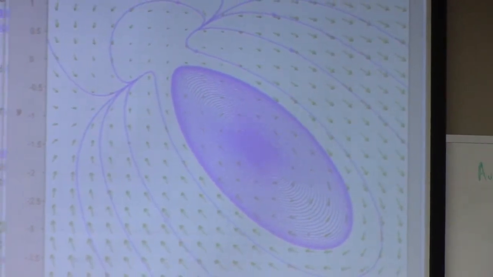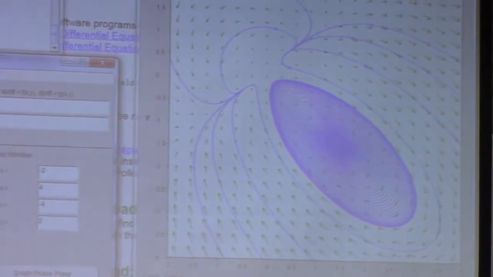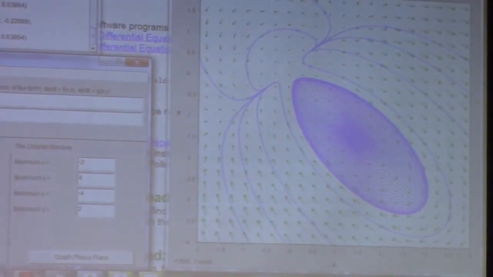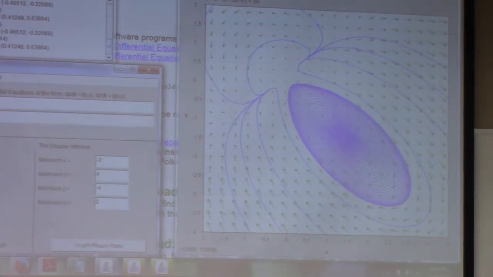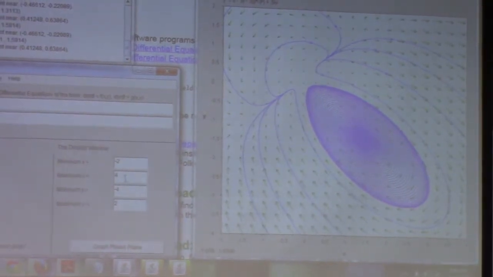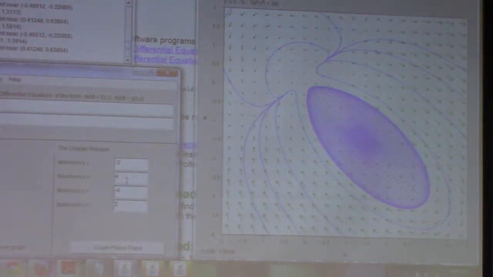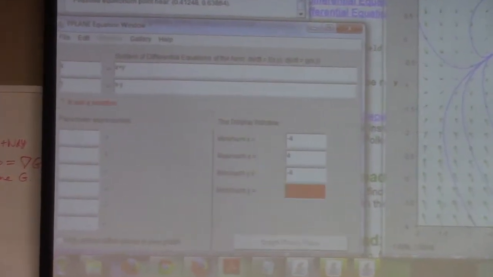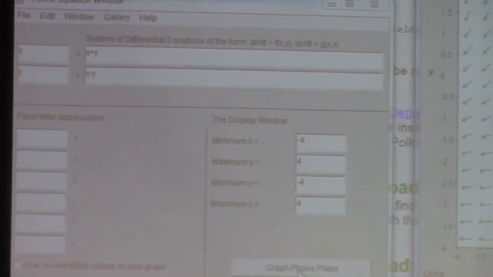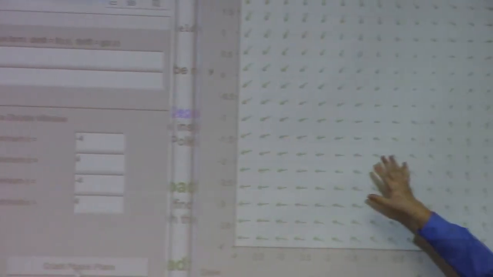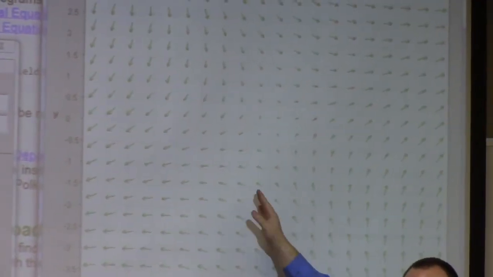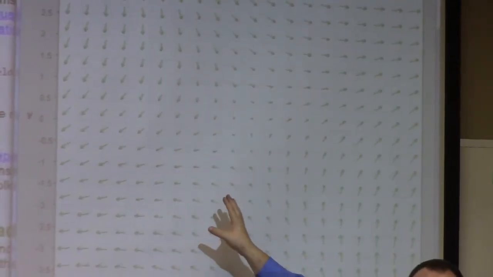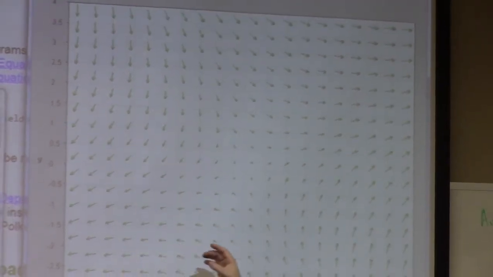So x prime is x plus y, and y prime is, what was it? x minus y is what I did. And let me be fair, I'll do a 4-4 window, something like that. The way this works is you graph, and so these arrows, that's actually the vector field, the picture of the vector field x plus y, x minus y.